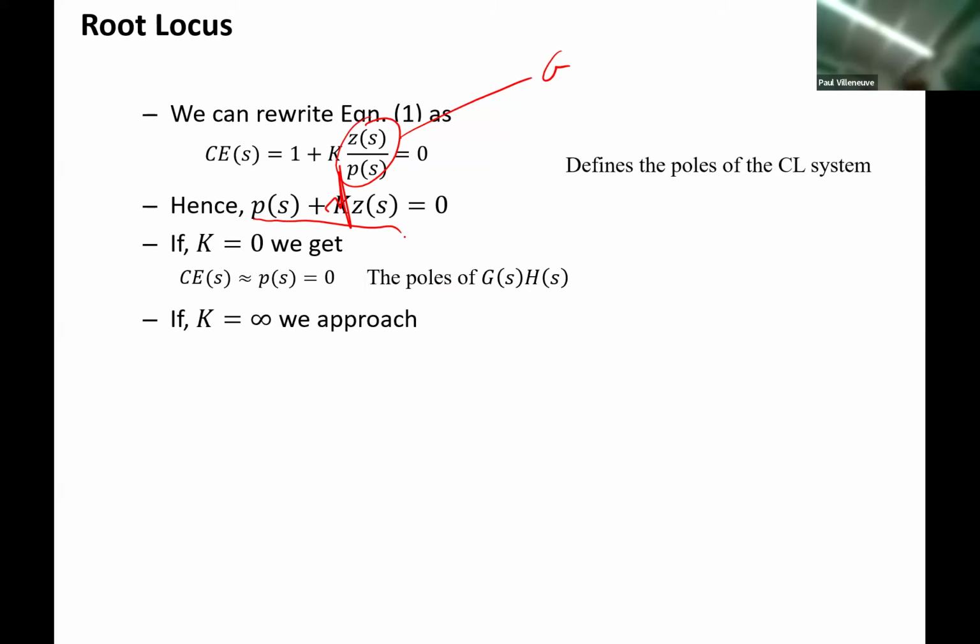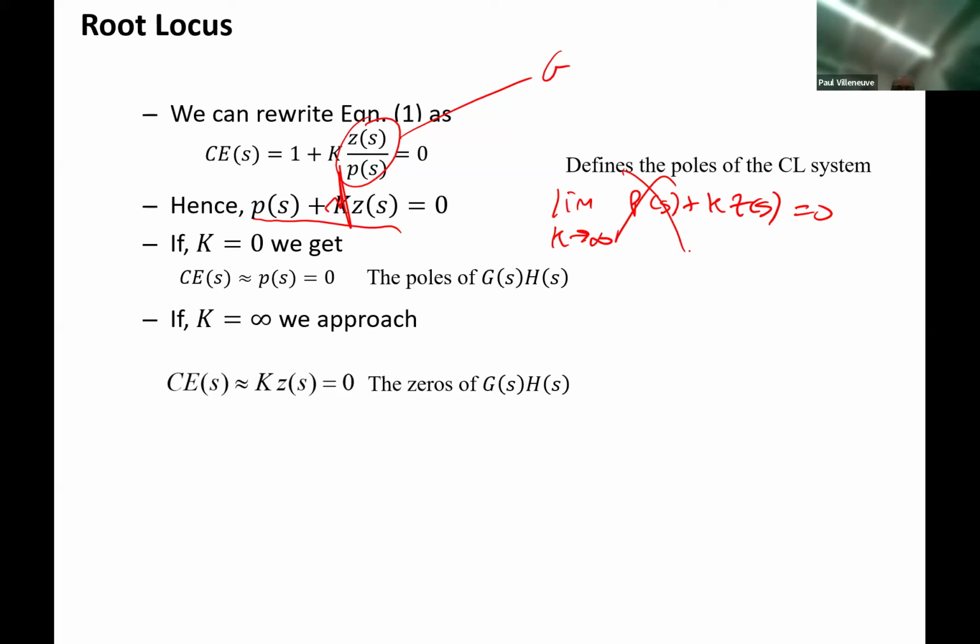What about K equals infinity? Let K be a really big number. What happens to this equation, P plus K Z of S? So let's rewrite it: the limit as K approaches infinity of P of S plus K Z of S. What happens? Goodbye to the poles, right? P of S, because as K gets bigger and bigger, it dominates. You can neglect any of the P stuff. So our characteristic equation becomes K times Z of S. Interesting.